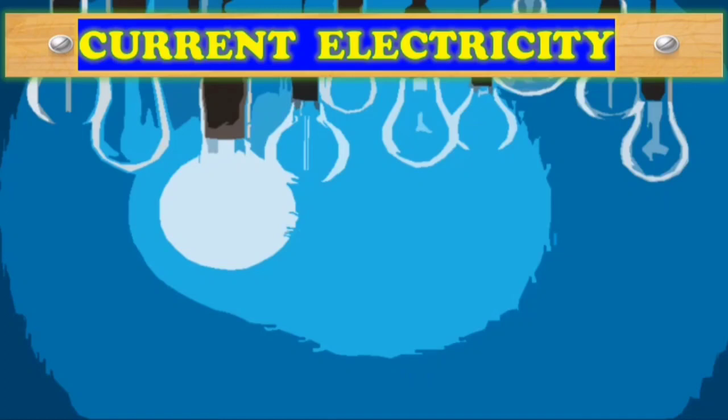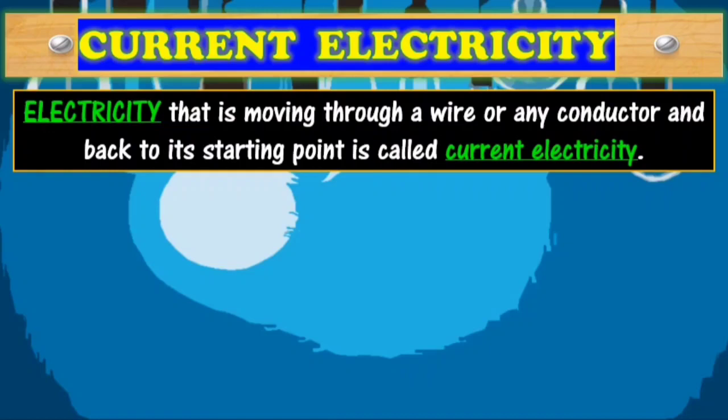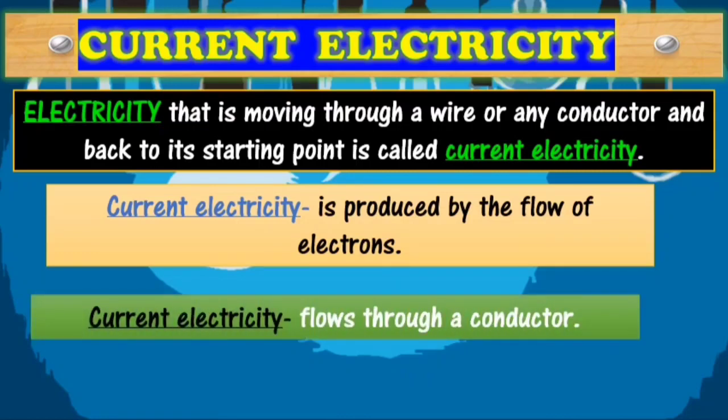So what is current electricity? Electricity that is moving through a wire or any conductor and back to its starting point is what you call current electricity. Current electricity is produced by the flow of electrons. These electrons are the negative charge of an atom or particles. Current electricity flows through a conductor. So take note of that, it flows through the conductor because conductors are materials through which electrons flow easily.